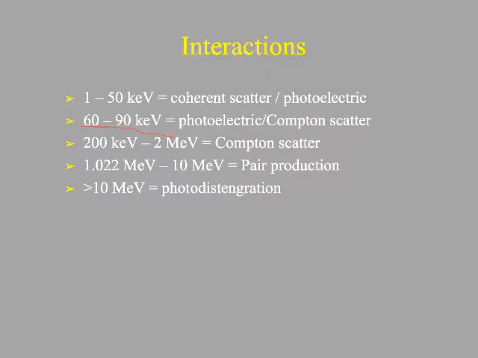Until we get to about this range of 1.022 mega electron volts to 10 mega electron volts, we could have pair production. So it begins at 1.022 mega electron volts, and it continues up to 10 mega electron volts. Above 10 mega electron volts, we can have photodisintegration. There's not many of us who are playing with that apart from the therapists in the room. They occasionally can cause photodisintegration. Pair production is a big part of nuclear medicine, particularly PET examinations.